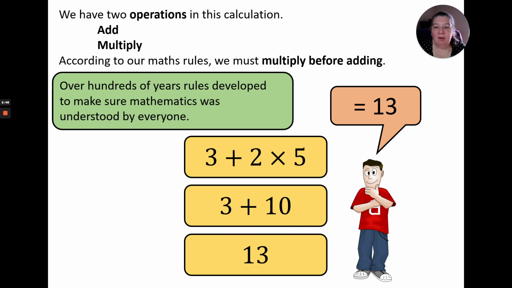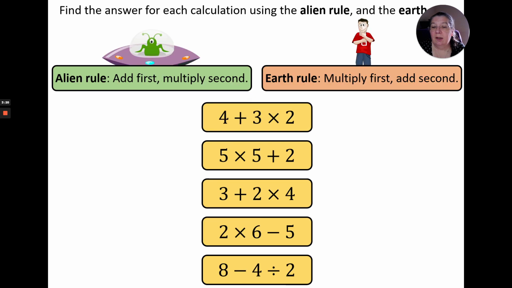Now, as I've just said, over those hundreds of years we've developed these rules to make sure everybody does their questions in the right way. Otherwise, we could have all sorts of answers and who would be right? We wouldn't know. And also, if you wanted to write something down, how would you know that people would understand that you meant to do it in a certain order? So you might be telling somebody something and they might do it completely differently and get something different. So that could cause lots of problems.